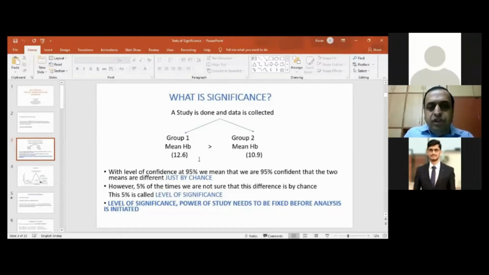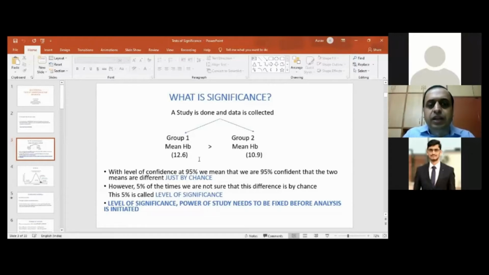So when we are trying to do this, we try to fix a level. I will just come to that in the next slide. So that level is around 5%. This is the most common level which we said. This is 5%, that is called level of significance. I will tell you in the next slide what this level of significance is.